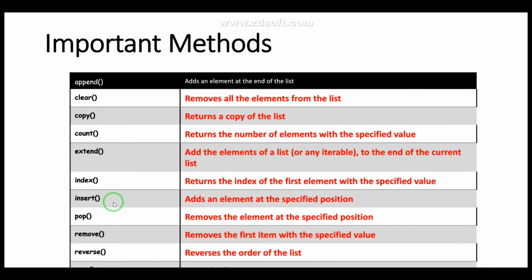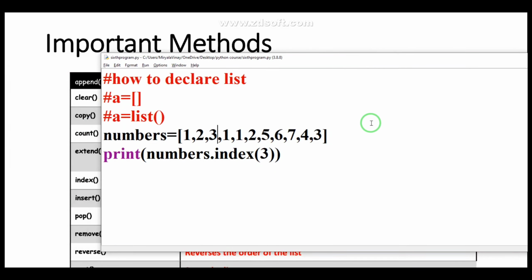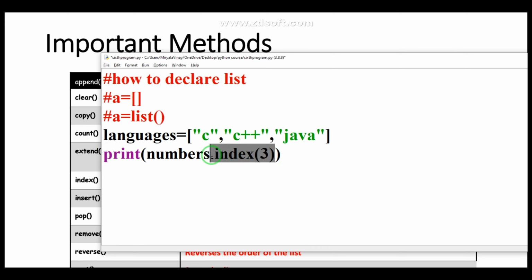And the next one, insert, adds an element at the specified position. As I said, the append method adds an element to the end of the list. If you want to add an element at a specified position, you can go for the insert method. Suppose languages, I have C, C++, and Java. I'm showing two different cases.